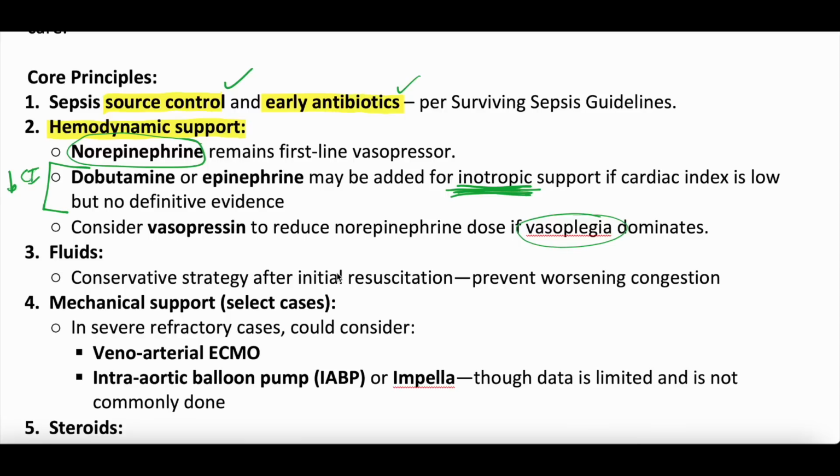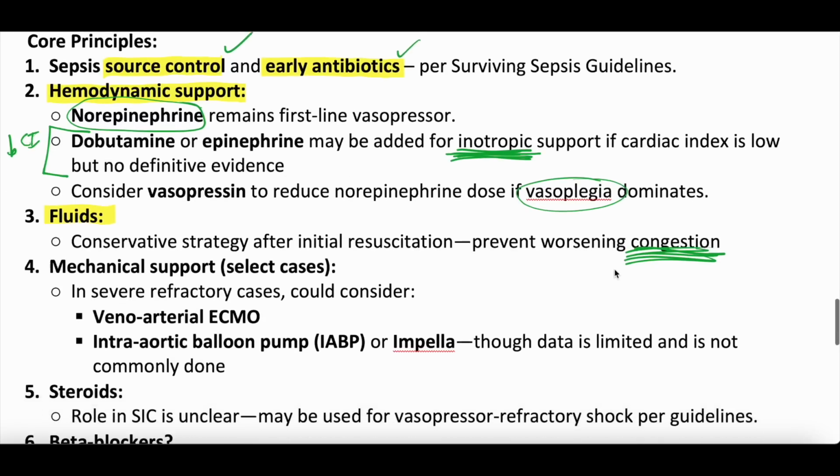Fluids. After adequate fluid resuscitation, you don't want to keep giving these patients tons of fluids. That will cause congestion, and that will cause greater hypoperfusion. So just throwing additional fluids at these patients can be really detrimental, so be very, very careful.